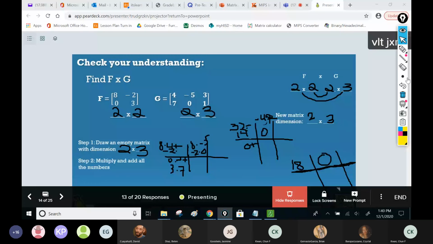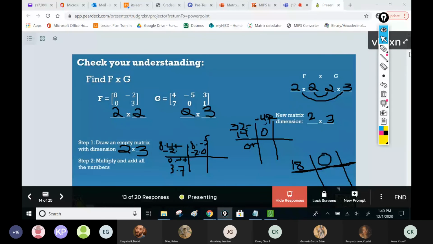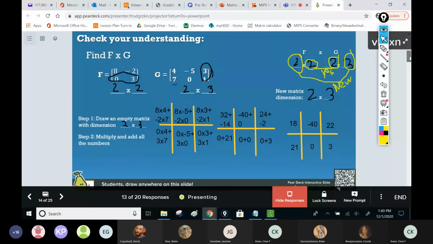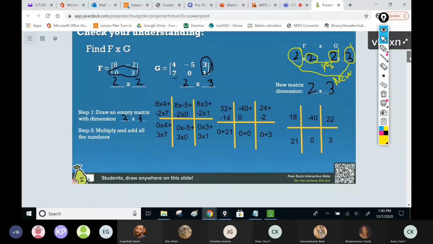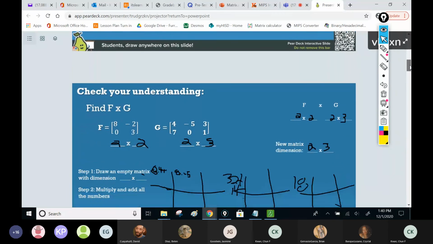So those of you who got it, it's really good. Really, yeah. I remember when I first learned this, it basically murdered me.